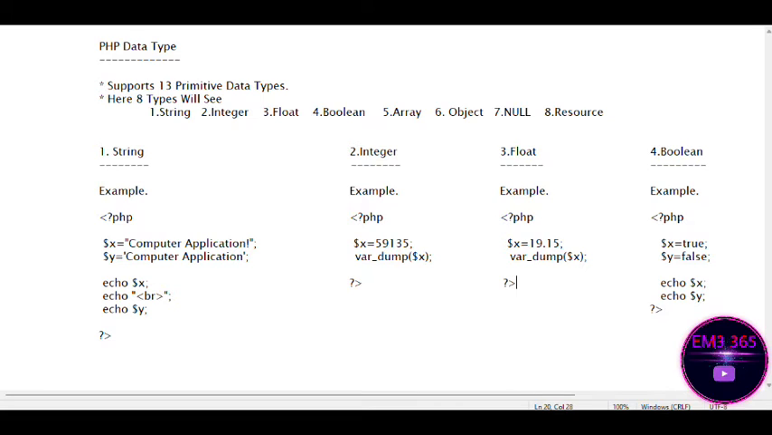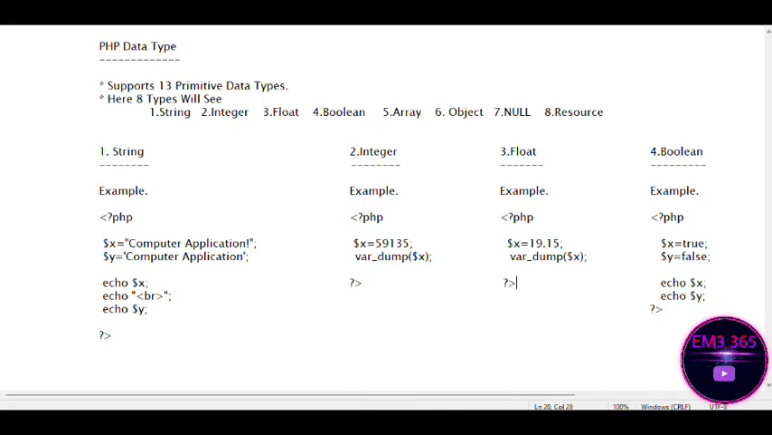Next, Boolean data type. The Boolean data type has two possible states. The first one is true and the second one is false. These two, true and false, are the values of the Boolean data type, which is used to denote two possible states such as true or false. See the example.